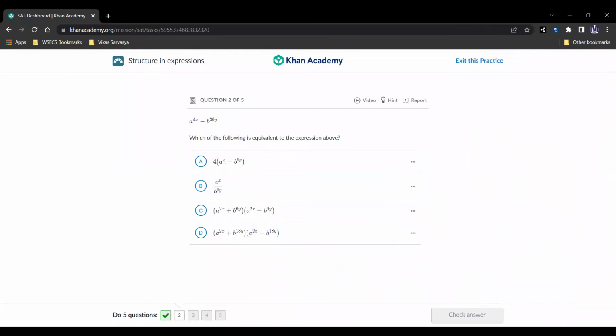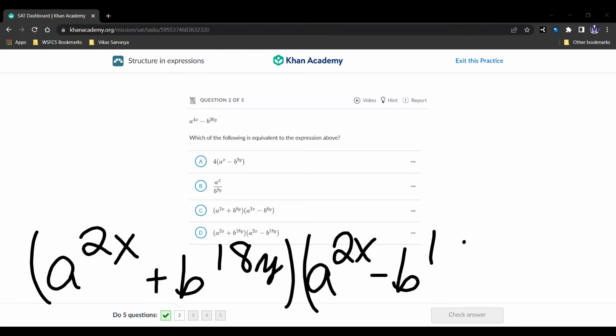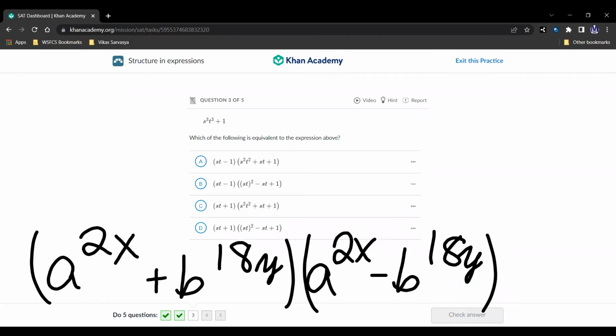All right, next question. This one also looks like a difference of squares. We take the square root of each of these, and that's what we use for the difference of squares. So we have a to the 2x plus b to the 18y times a to the 2x minus b to the 18y. And that's going to be the difference of squares. Nothing to it, very simple. And our answer then is going to be choice D, as that is the one that matches up. And let's move on to the next question.